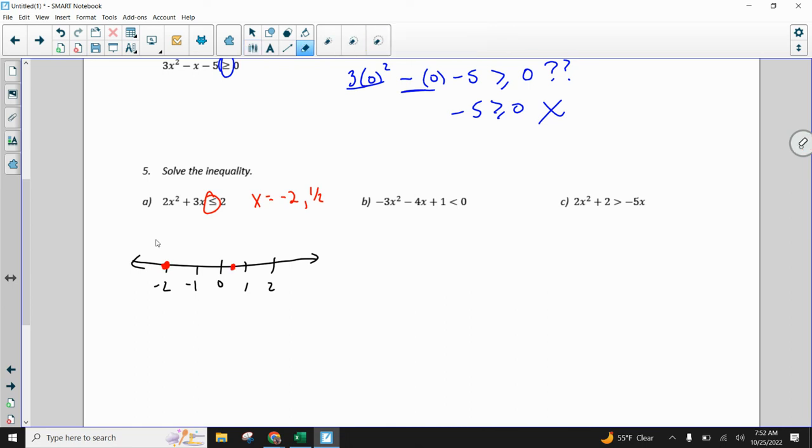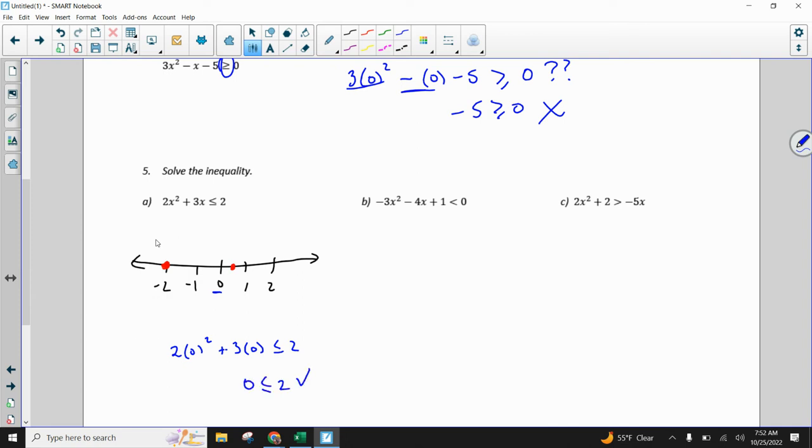An easy test point is in between those two. So we'll test 0. I'm going to say, does 0 work in the original inequality? And we'll say, is 0 less than or equal to 2? Which is, of course, yes. Which tells me that our solution set is between these two dots. So then what we need to do is write an inequality that represents this compound graph. So it would be negative 2 less than or equal to x less than or equal to 1/2.